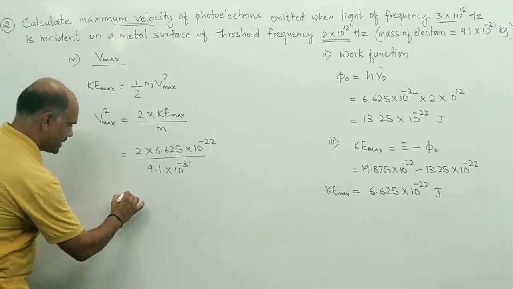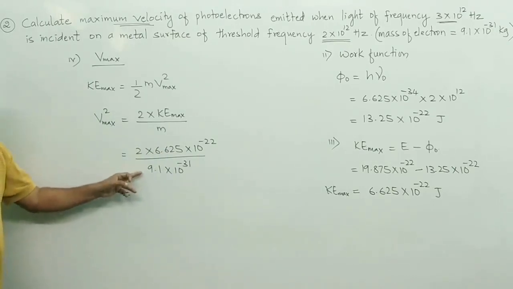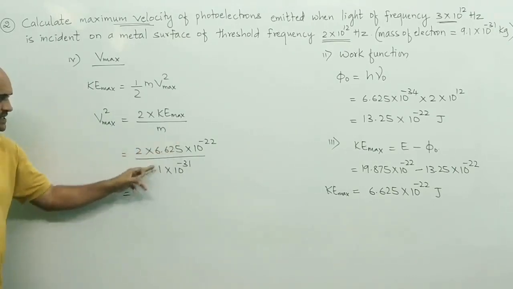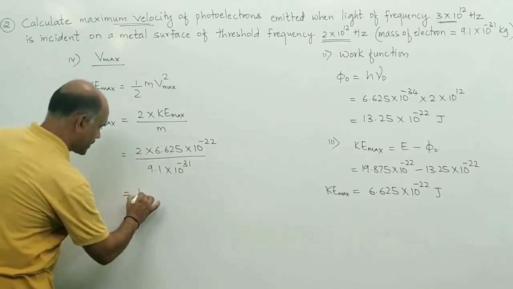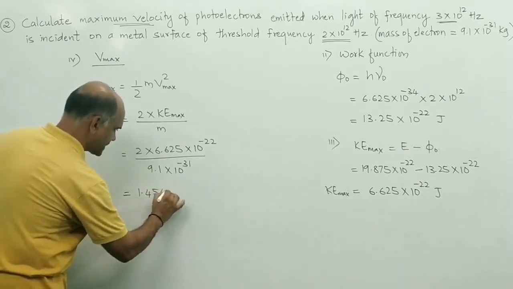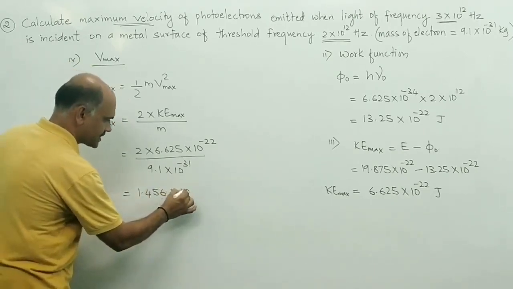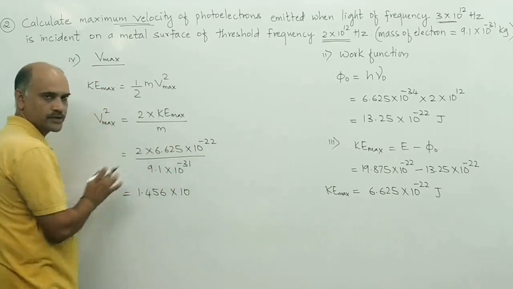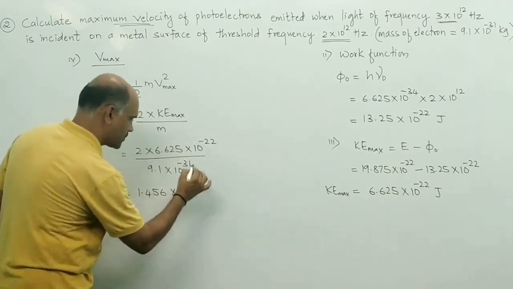So in the numerator, if I multiply these two, 6.625 into 2 divided by 9.1. If I simplify this, I will get the answer 1.456 into 10 raised to, if I take this minus 31 to the numerator, it becomes plus 31 minus 22, which is equal to 9.